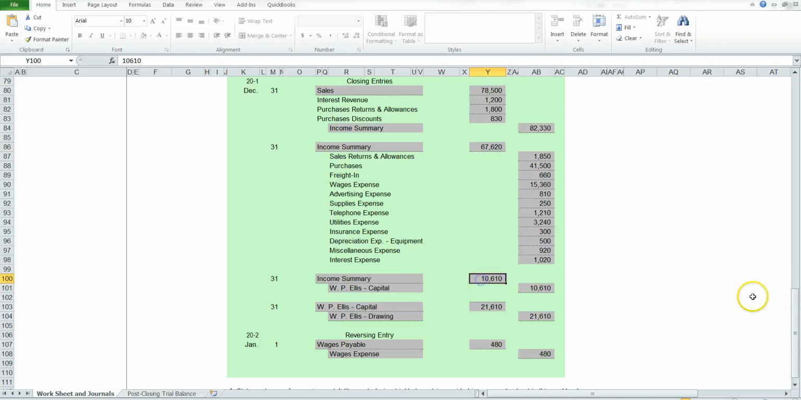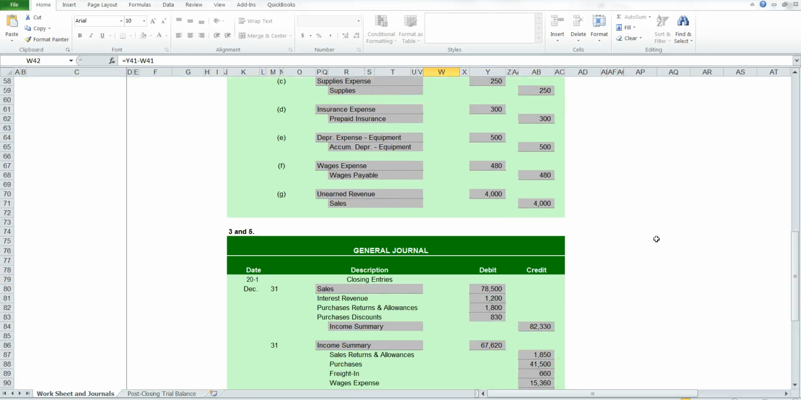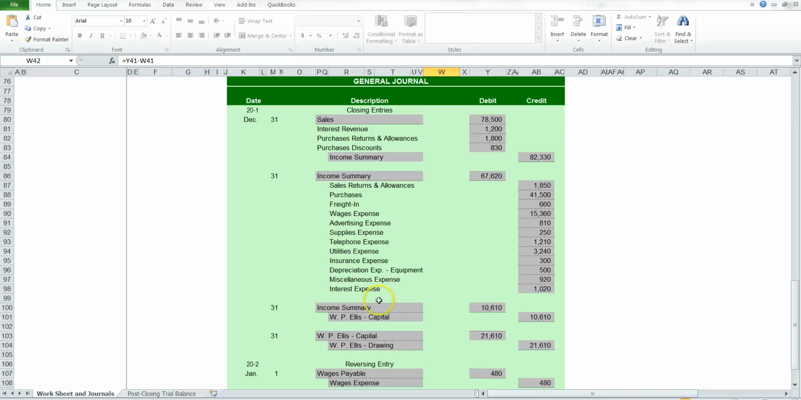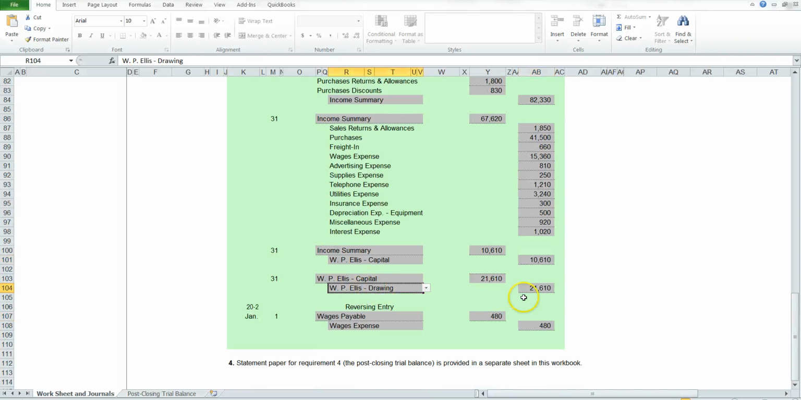We're then going to take what should be our net income, and let's confirm that it is, yep, 610. And we're going to take what is in our income summary and put it into our capital. This is W.P. Ellis's net income for the month. We now also have to close out our drawing account to our capital account.